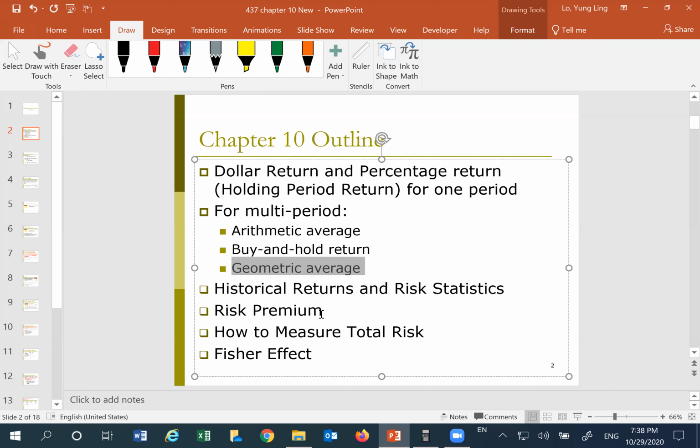So we're also talking about how to calculate the reward to risk ratio, also known as the variability ratio, okay?